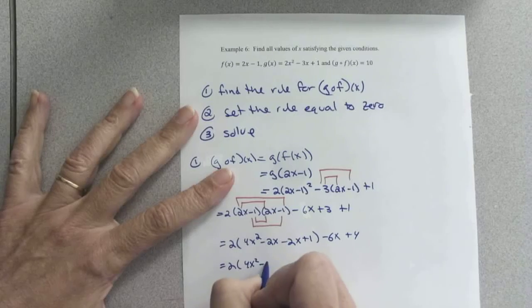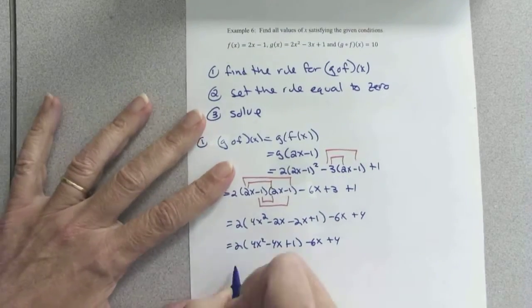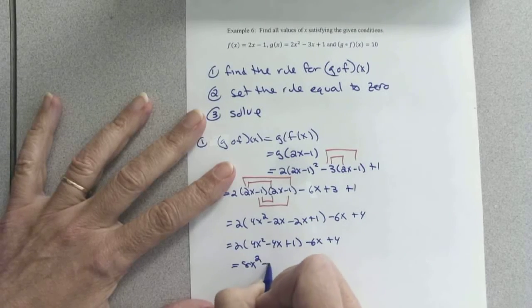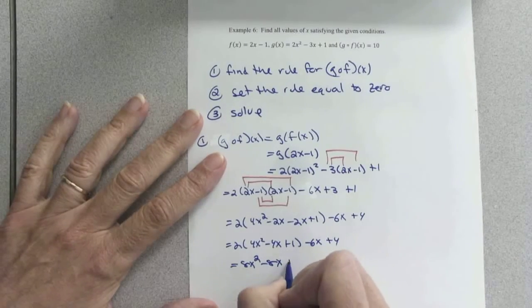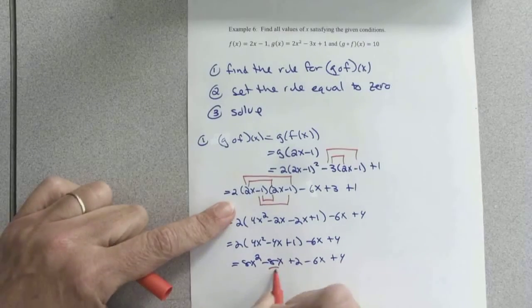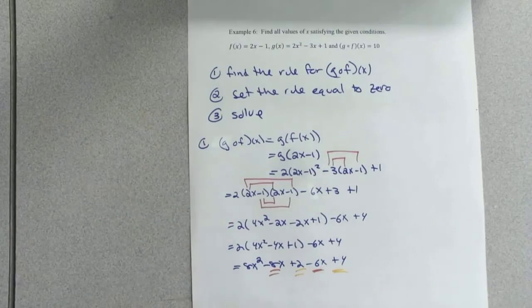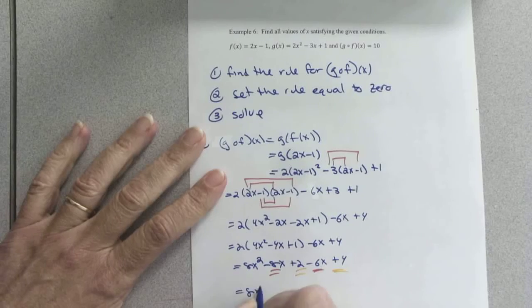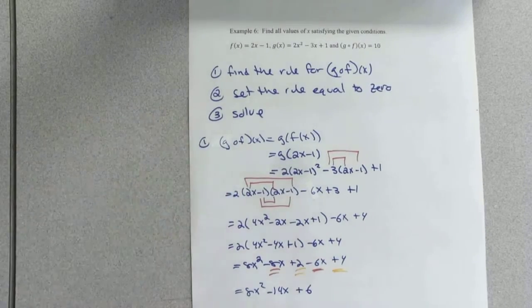I'm going to collect my like terms on the inside first there. Distribute that 2. So I'm going to have 8x squared minus 8x plus 2 minus 6x plus 4. And then I've got some like terms. Collect my like terms here. And so I've got 8x squared minus 14x plus 6. And hopefully I didn't make a mistake.